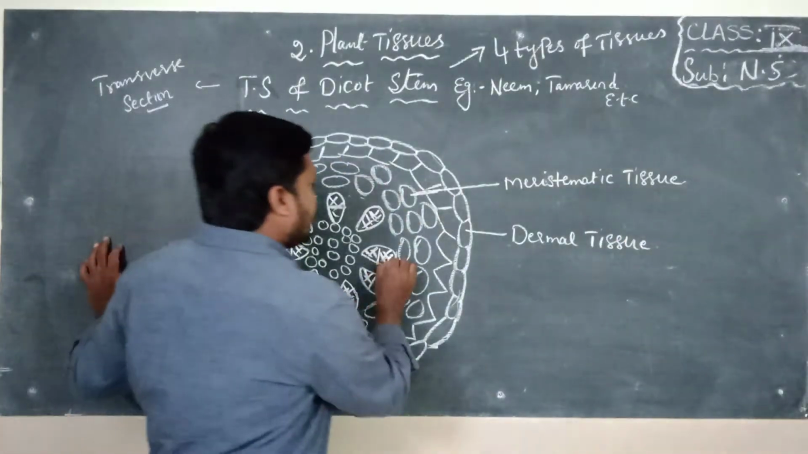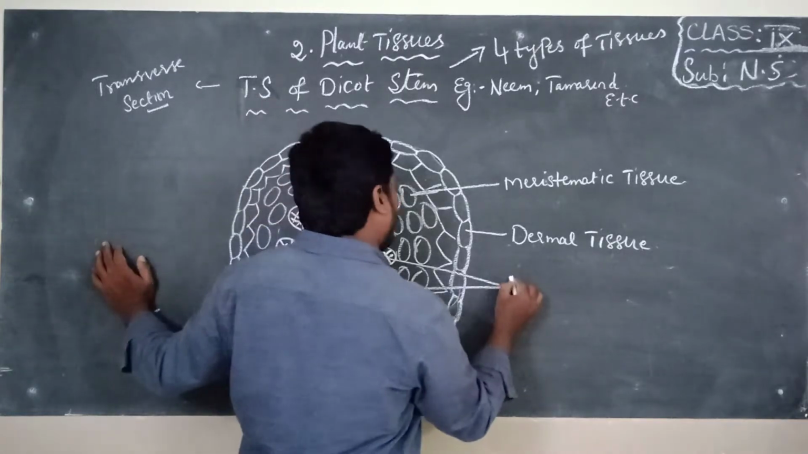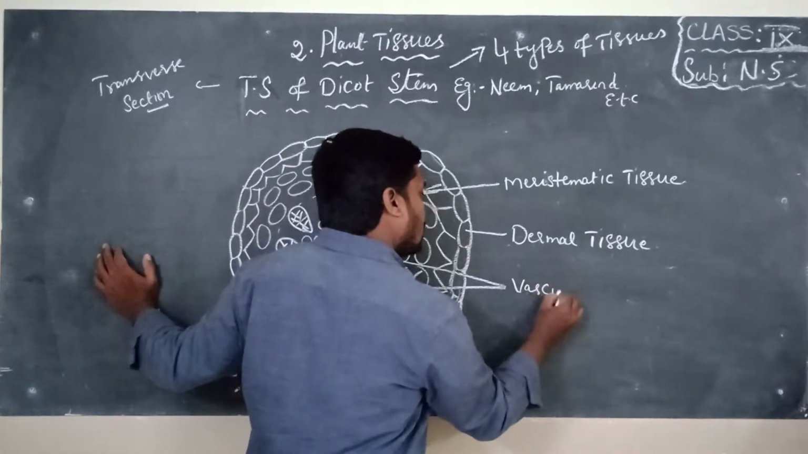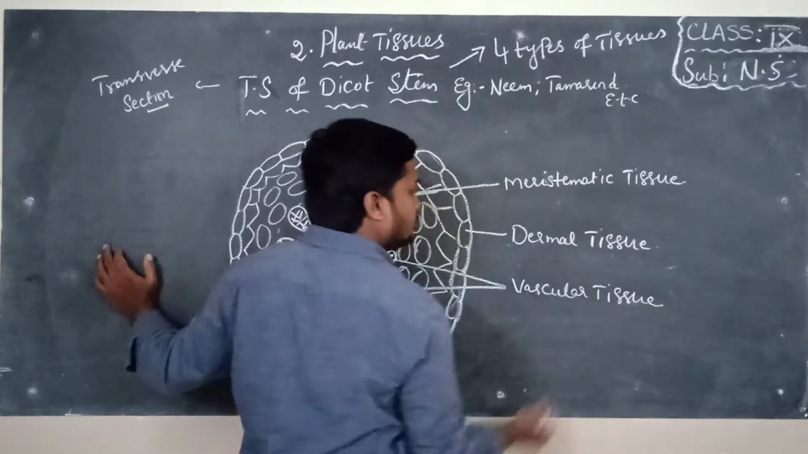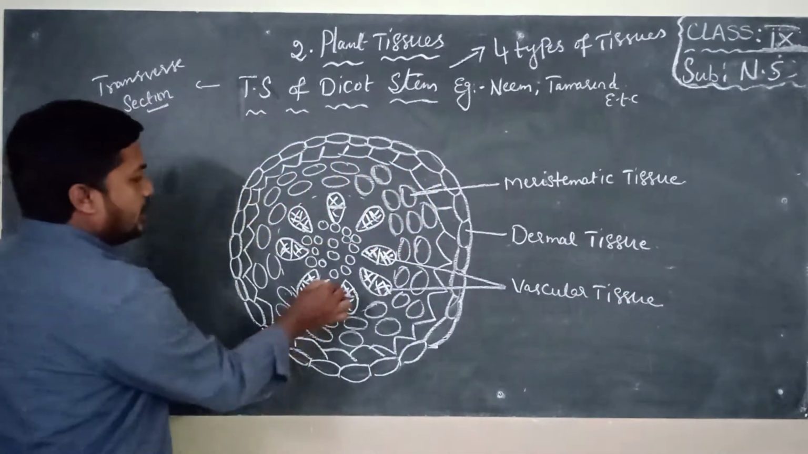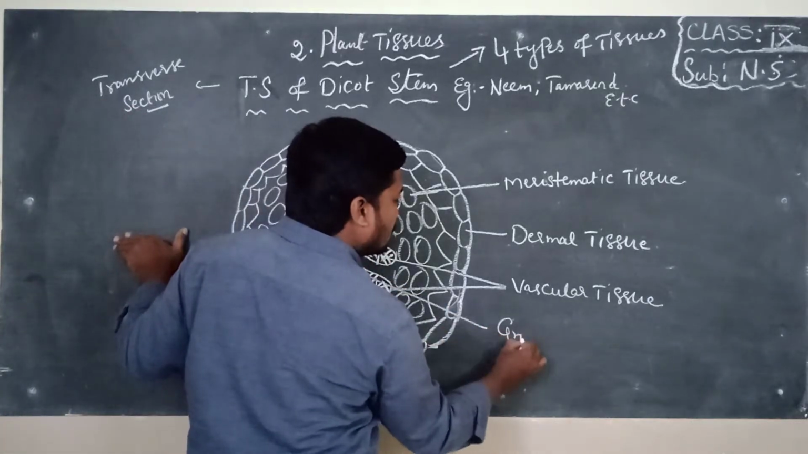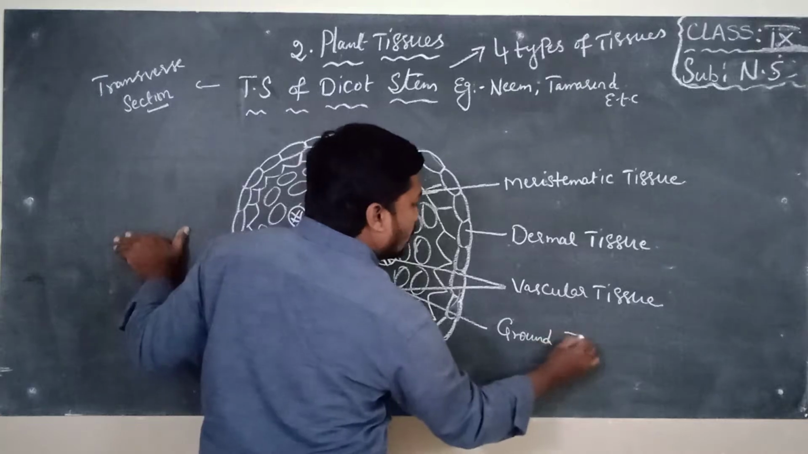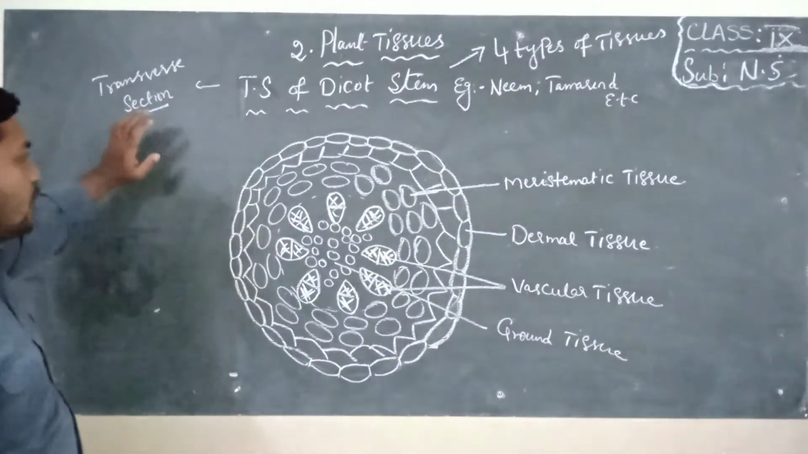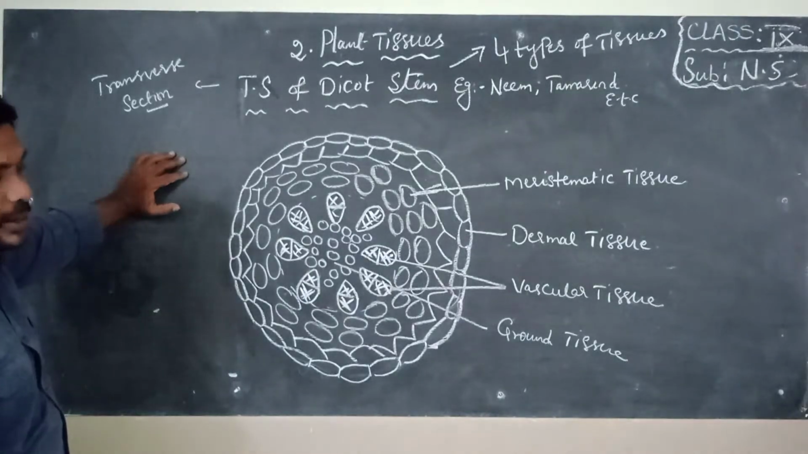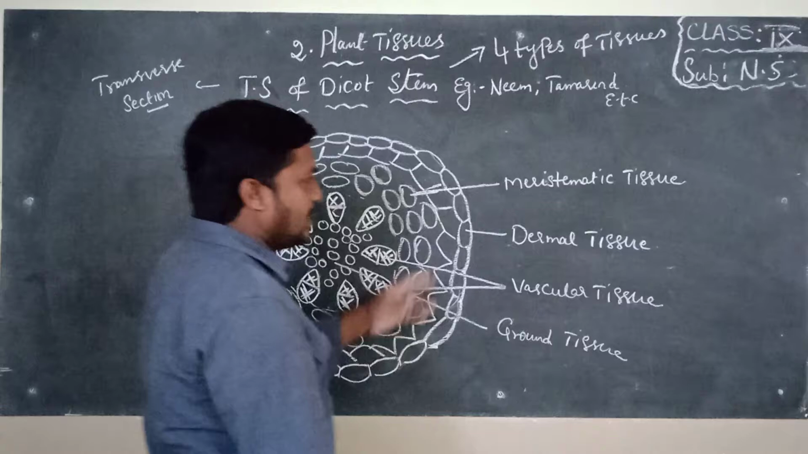The third tissue present is called vascular tissue, and the last, fourth tissue is called ground tissue. So if you observe in this picture, we can find out four types of tissues, children. So in TS of dicot stem, we can find out meristematic tissue.